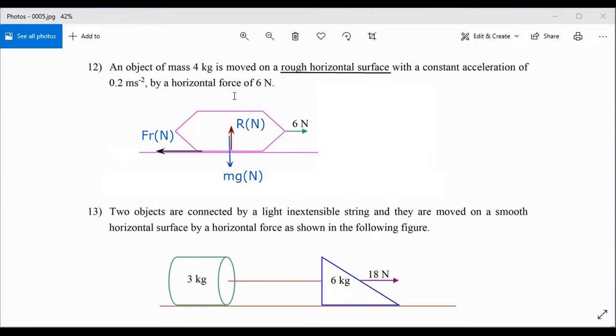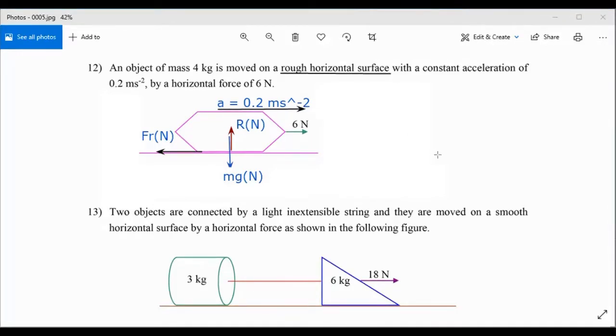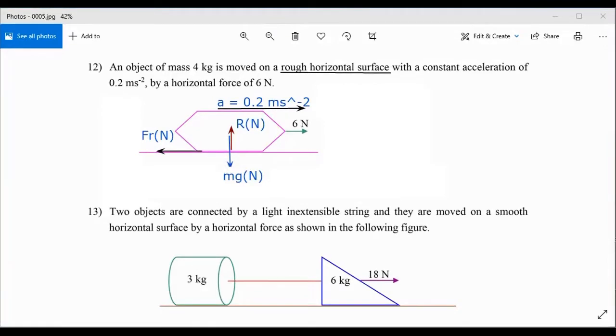They have given us the acceleration also. Acceleration of the object is given as 0.2 meter per square second. This is also given. Mark them already. There are two methods to find friction force. Here acceleration is known. So as acceleration is known, I'll use the equation F equals ma, because acceleration is given.